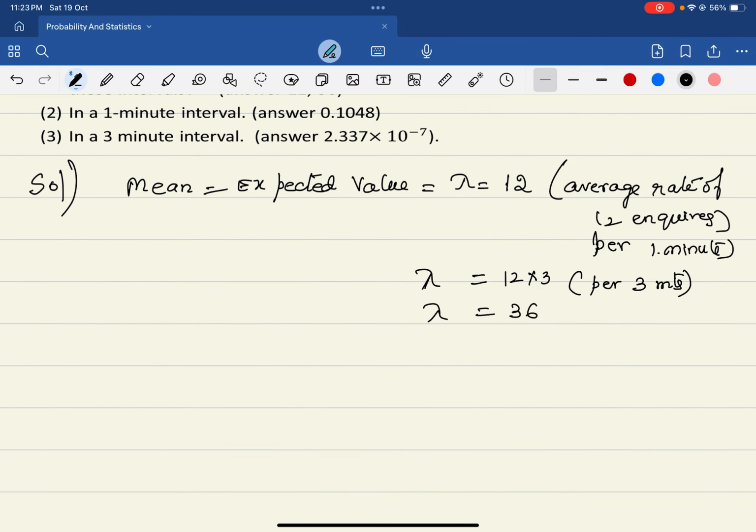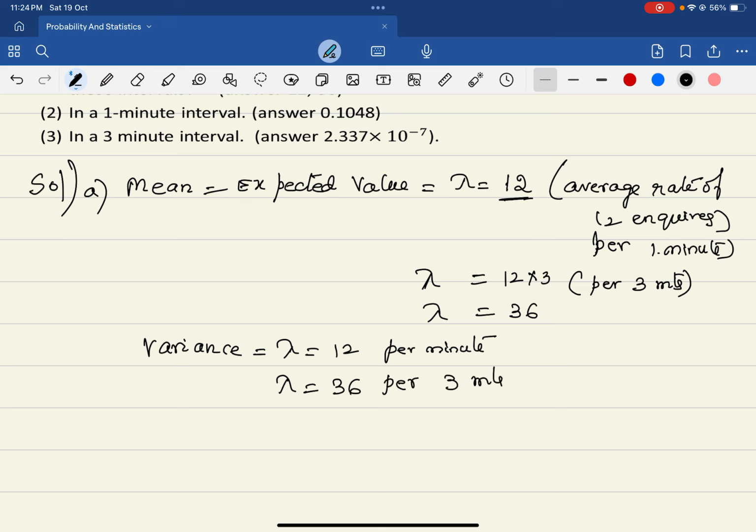Okay. Now we know what the mean is. Now coming to the variance part. What is the variance in the Poisson distribution? Mean is equal to lambda. So it is equal to 36 for 3 minutes. For 1 minute the mean is 12, and the variance is also 12. Okay, that is over. Mean is equal to 12 per minute, and the variance is lambda equal to 36 per 3 minutes. Okay, so the first question is done.